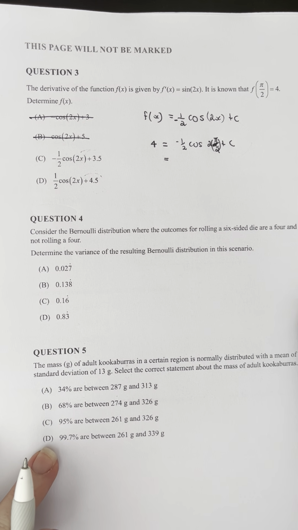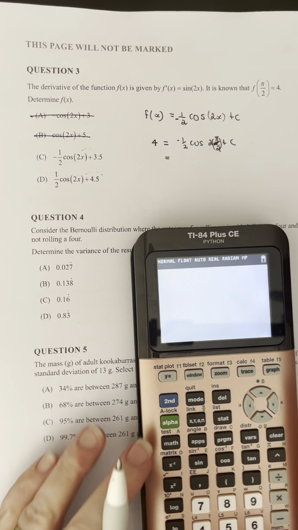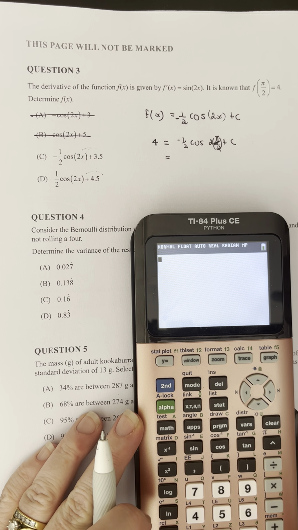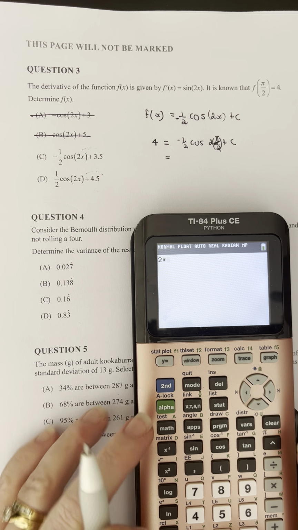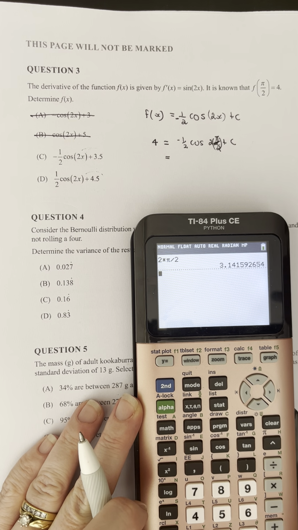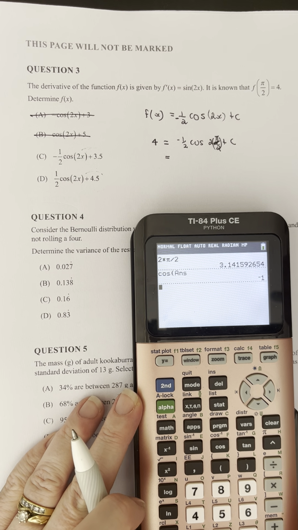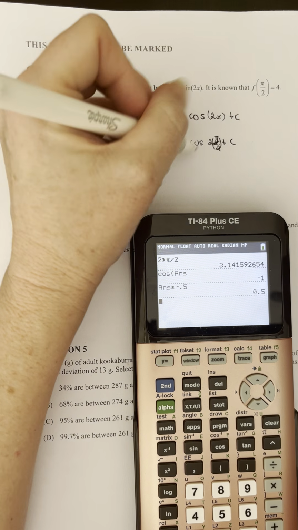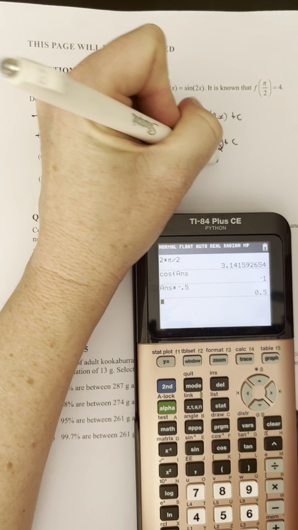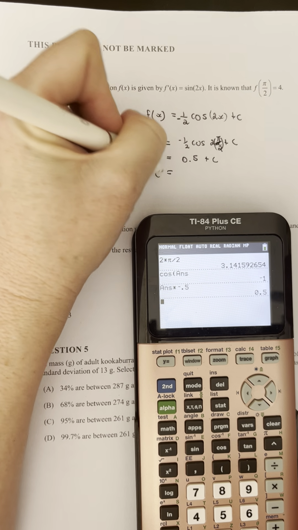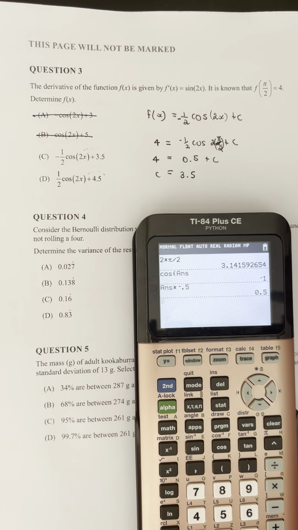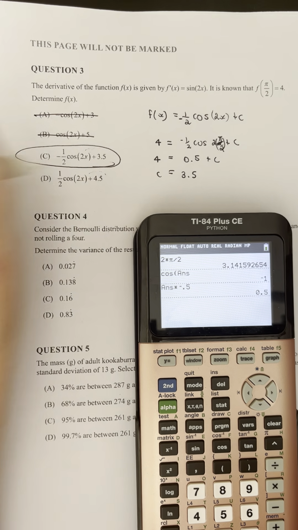My calculator is in radians, so I can use my pi button there. So I've got 2 times pi on 2, which is going to give me the 3.14. Then I'm going to do cos of that, and I get negative 1. I've got to times that by negative 0.5, and I get 0.5. So I'm going to have 0.5 plus c is equal to 4. So that means my c must be 3.5 to give me the 4 as the answer, which means my answer there is C.